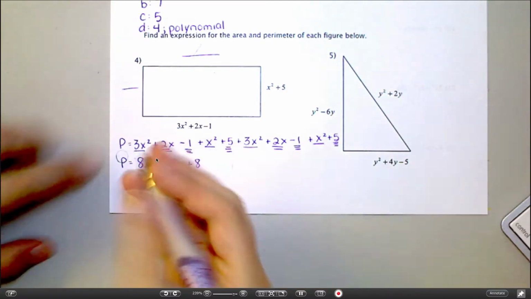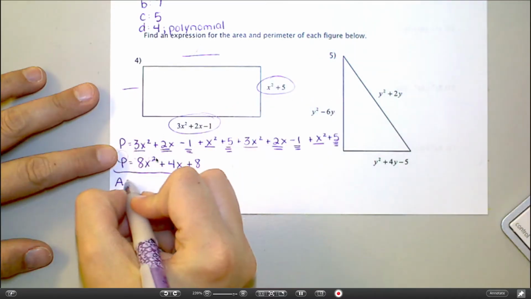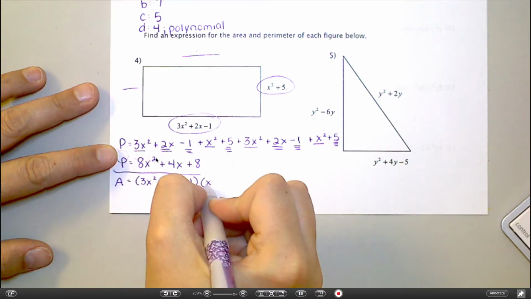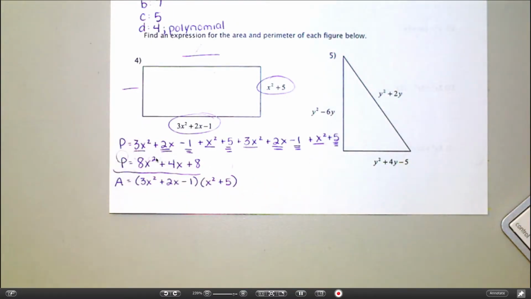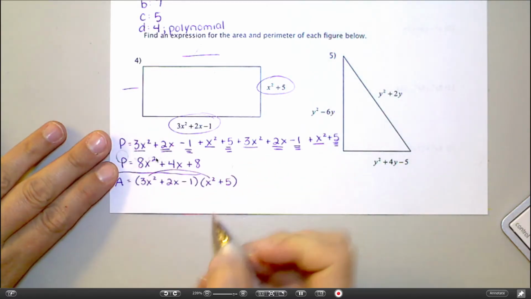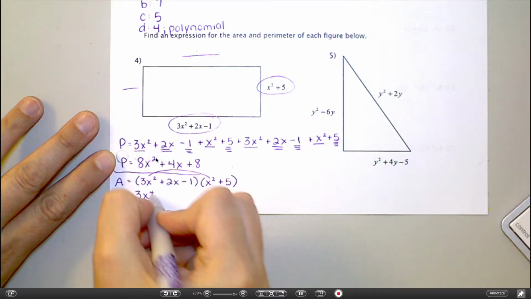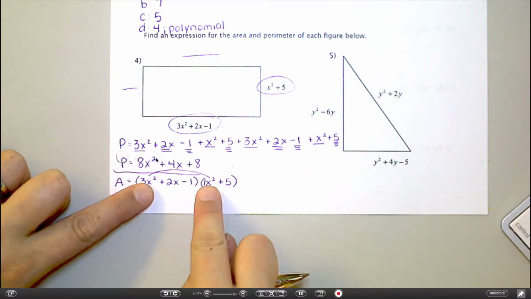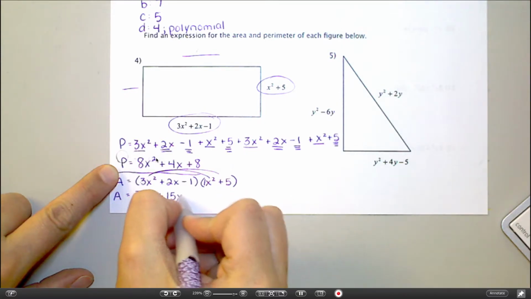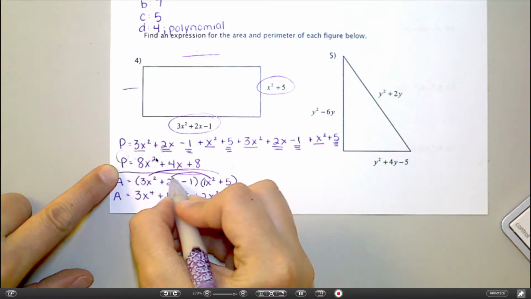Now let's talk area. How do you do area of a rectangle? Multiply base and height. Okay, so I'm just going to multiply this and this together. So 3x squared plus 2x minus 1, and now I'm multiplying by x squared plus 5. By FOIL, remember FOIL doesn't technically work because this has 3 terms in it, but we're going to distribute. So what is 3x squared times x squared? 3x to the 4th. 3 times 1 is 3, and x squared times x squared is x to the 4th. 3x squared times 5 is 15x squared. 2x times x squared is 2x to the 3rd. 2x times 5 is 10x.